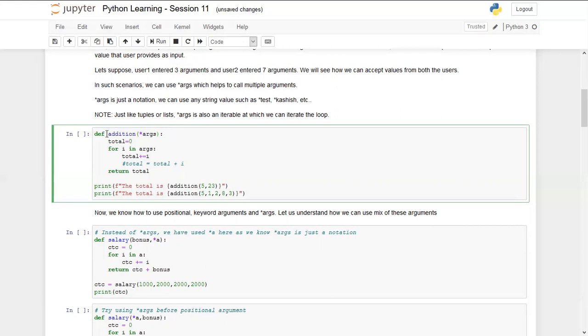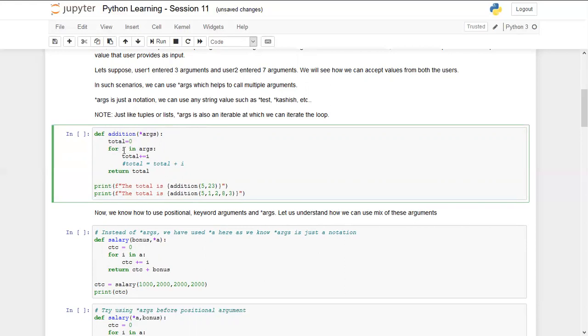Then under the function definition for addition, we write total is equal to 0. This is the total that will be returned once this function completes processing. And then, as I told you, star args is also iterable, on which we can use loops. So I'm writing for i in args. Now don't write star here, otherwise you will get an error. This is the variable name that we have to use. So you have to write for i in args, not star args.